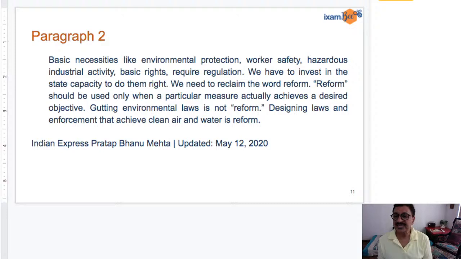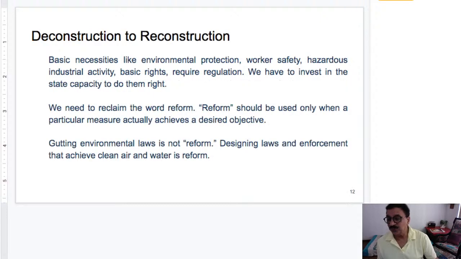We have to invest in the state capacity to do them right. We need to reclaim the word reform. Reform should be used only when a particular measure actually achieves a desired objective. Gutting environmental laws is not reform. Designing laws and enforcement that achieve clean air and water is reform. Complex para, it looks complex, yes. So I will break it again for you and read it now on your own slowly.